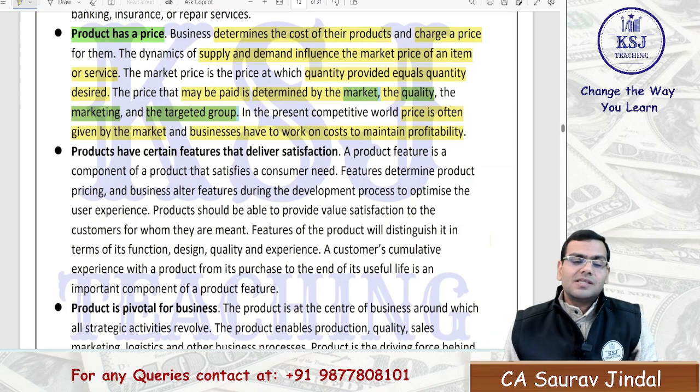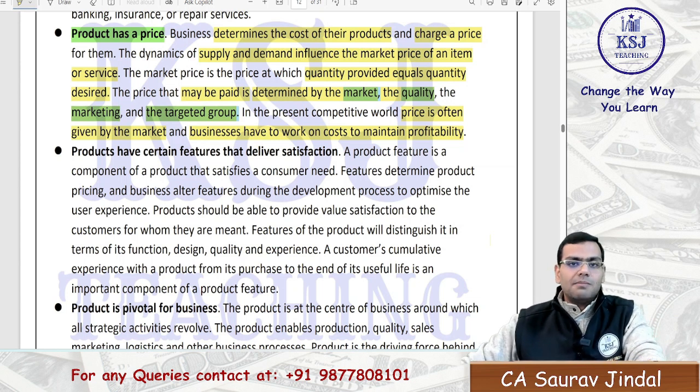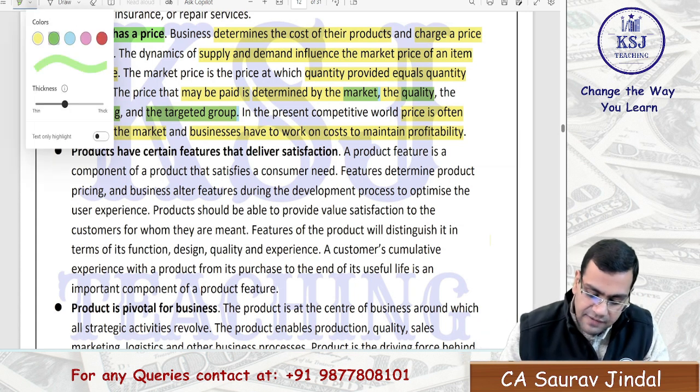So if the business wants profitability around the price which the market is ready to pay, they need to work on the cost. They need to reduce their cost. Clear? Next is the products have certain features.